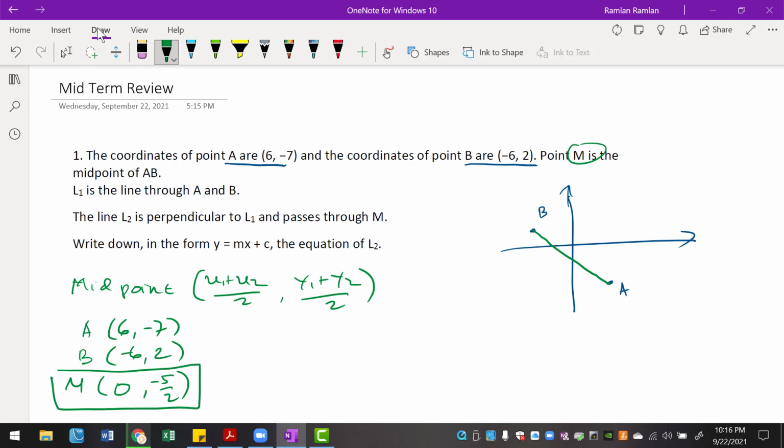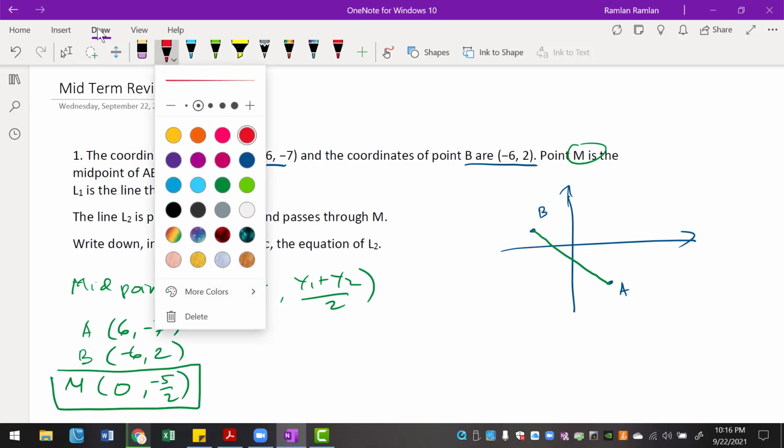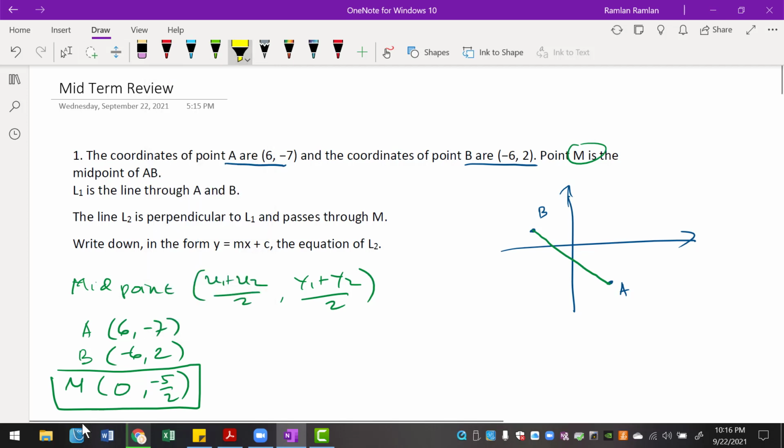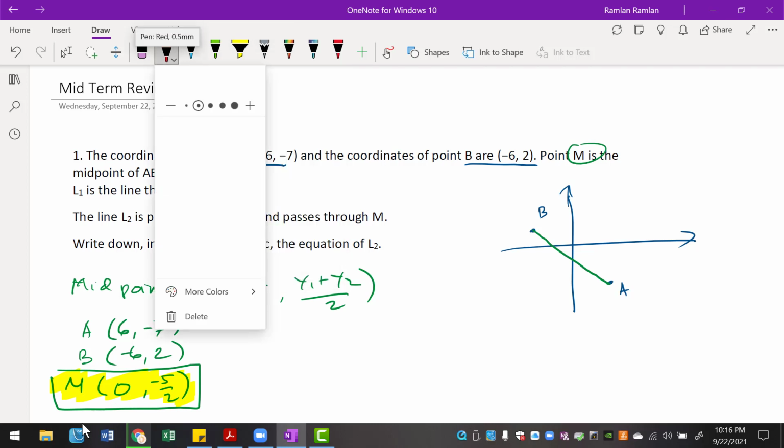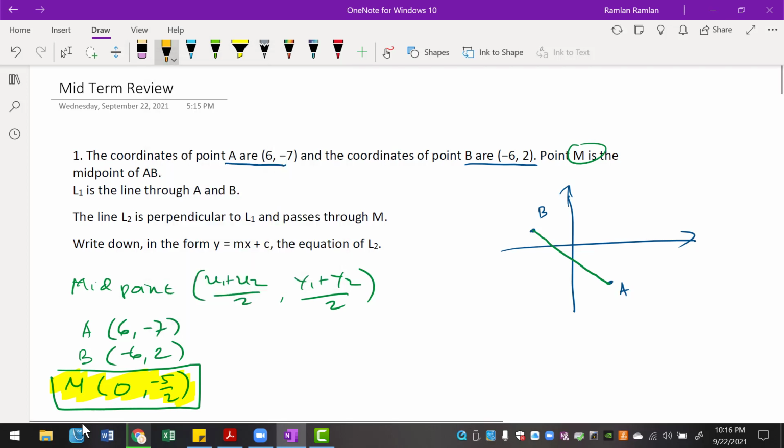In this image, I'm going to use another color, maybe green. Here is the coordinates of M: 0, minus 5 over 2, about here. Yeah, this is point M. Why is it there? Because we know the x coordinate is 0, so it intersects with the y axis. This is the point M.